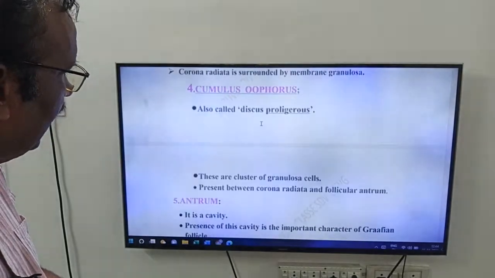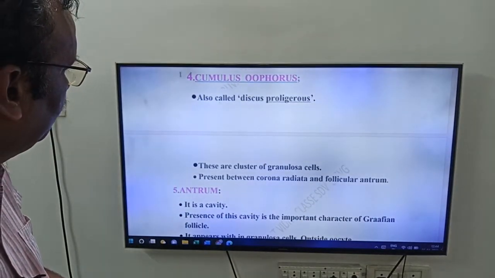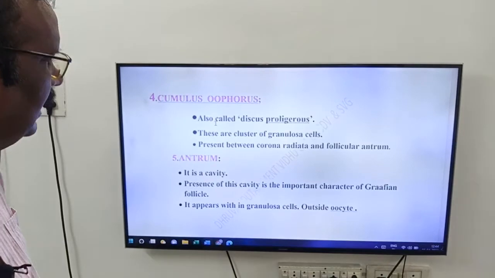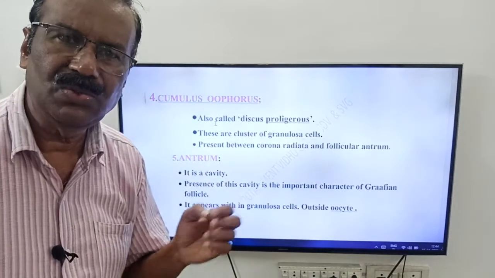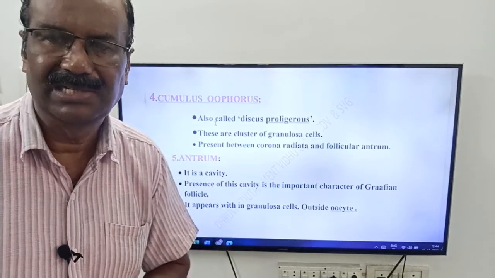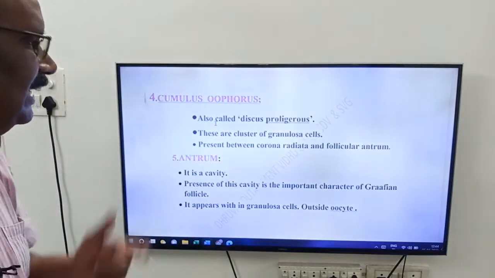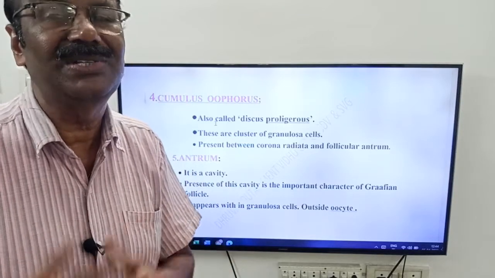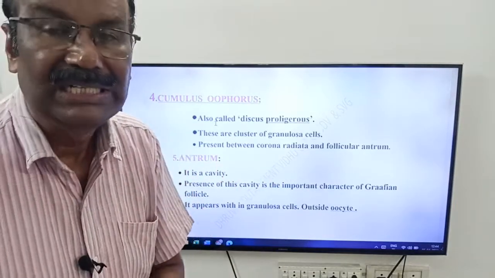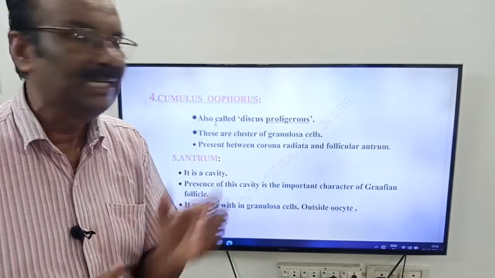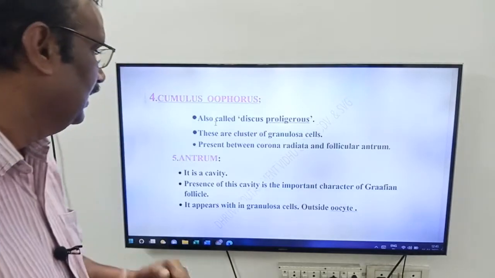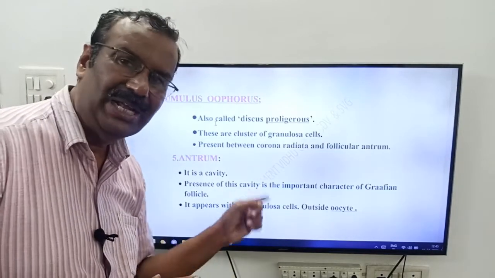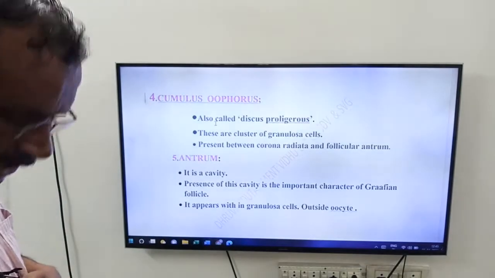Next, friends, the fourth one. What is that? Cumulus oophorus. It is also called discus proligerus. These are clusters of granulosa cells. Cumulus oophorus is nothing but granulosa cells, but they are in clusters. They are present between corona radiata and follicular antrum. Okay friends, that is about the cumulus oophorus.